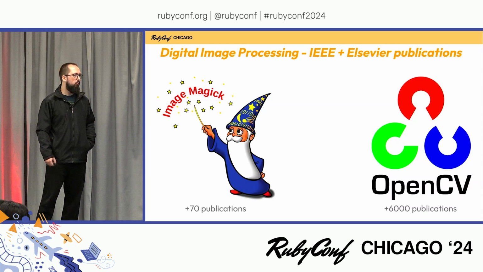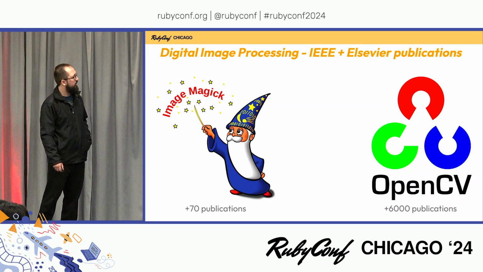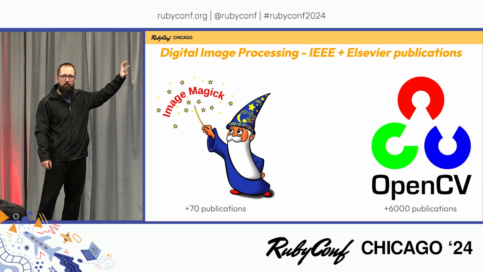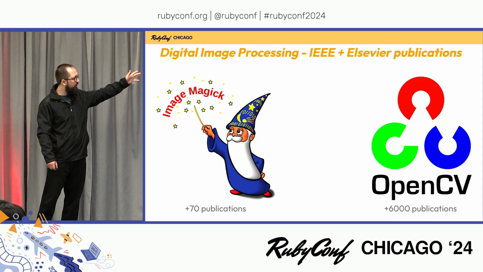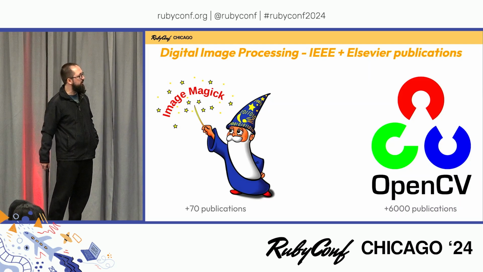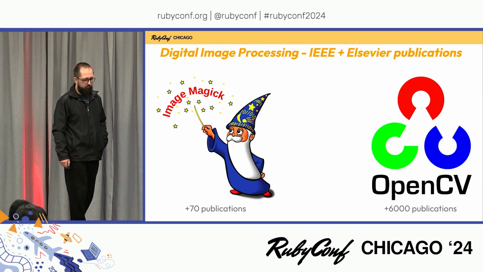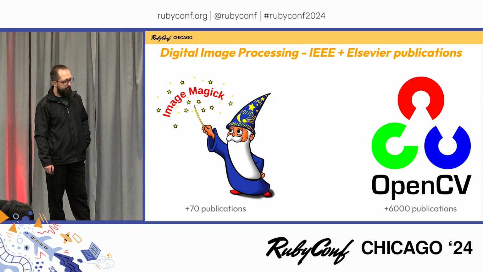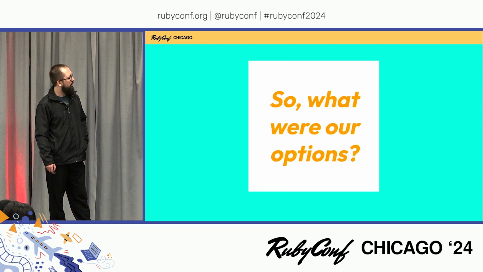And since I'm from academia, a master's degree student, we need to look at publications and see what is going on in the academic field. If you look at Elsevier and I3 publications, you get 17 publications in the last 4 years using ImageMagick, but with OpenCV it's more than 6,000 publications in the last 5 years. So we chose to use OpenCV for our research.